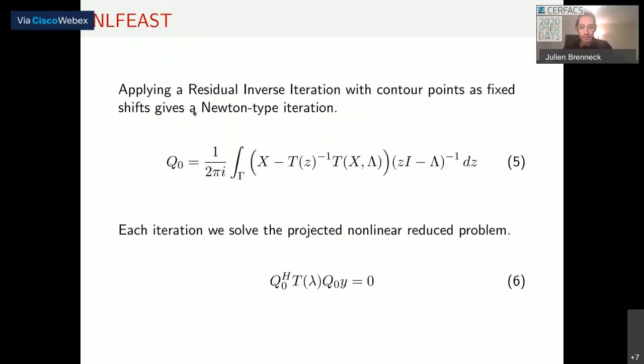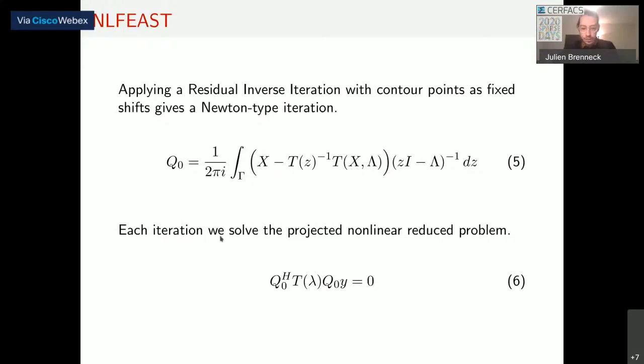So the main idea is to use this residual inverse iteration, which was initially proposed with a single fixed shift or moving shift, but this uses the contour points themselves as fixed shifts each iteration. And we end up with this Newton-type iteration on the eigenvector subspace. Here, this is just essentially applying T to X at each lambda and taking the residual in a block form.